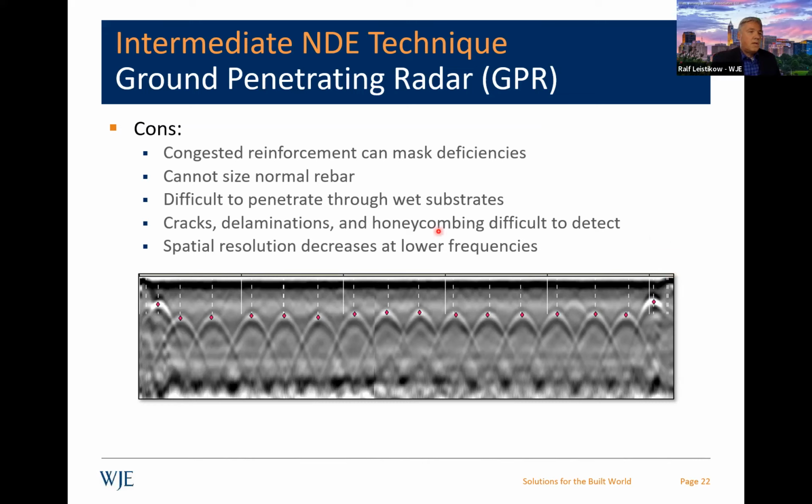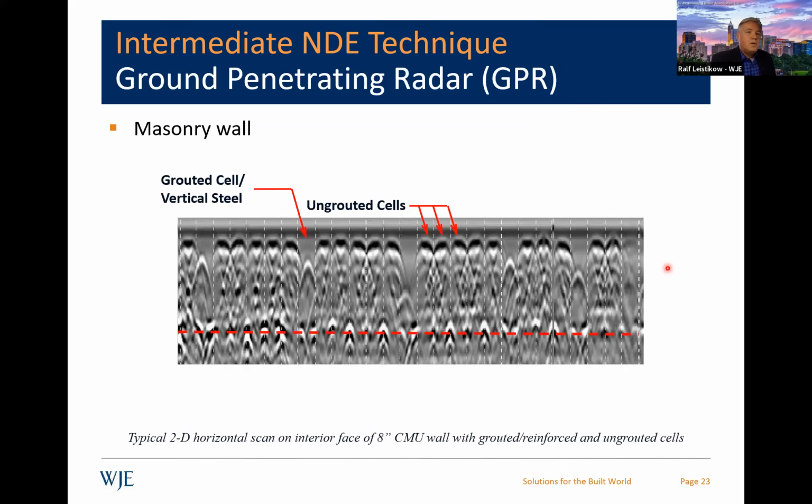And we discussed this already, resolution decreases as you go to lower frequencies. Here's an example of an image of a masonry wall, which is really nice, that you can scan. You can see here the CMU block, you can see the vertical web, and you can actually see grouted cells or non-grouted cells with these scans. Combining this with IR, infrared, which we'll talk about later, you can really figure out what's grouted and where the rebar might be in a wall pretty quickly.